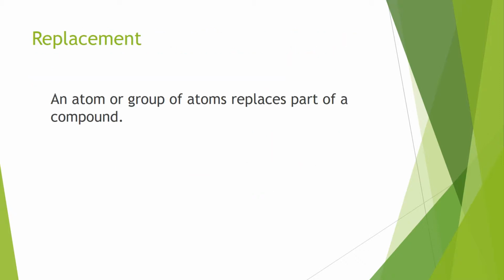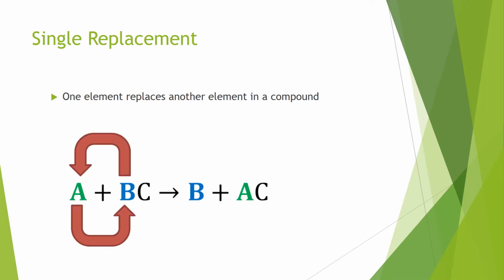The next kind we have is replacement. There's 2 different types of replacement. And a single replacement. So basically, one element is going to replace. You have an element and a compound that are reacting, and the free element is going to take the spot of one of the elements in the compound. So you see here that A is the free element reacting with BC. So then A and B just flip places. So now B is the free element, and A is combined with C as a compound.